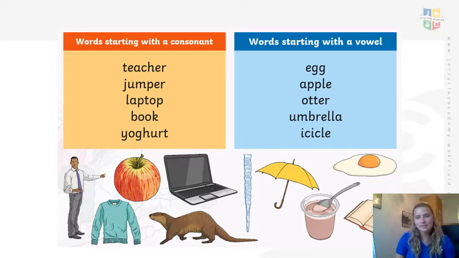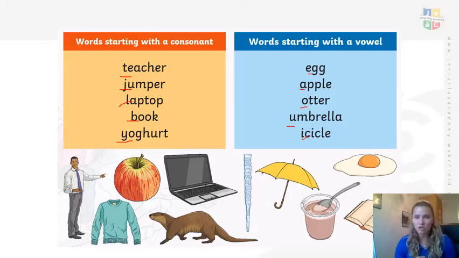So here are some examples of words that start with consonants and words that start with a vowel, because remember, vowels are A, E, I, O, U. So we can see we've got A, E, I, O, and U. And we know that all these letters here are not vowels, they are consonants, because they do not start with A, E, I, O, and U. Now what I'd like you to do is use these as an example.